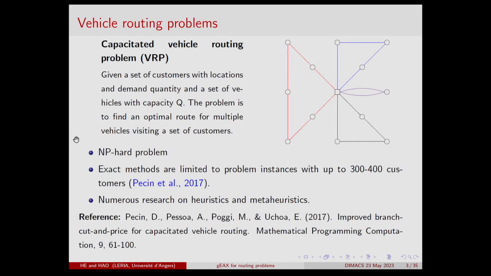Here is the definition of the capacitated vehicle routing problem. I think everyone knows the exact definition of this problem, and it is a computational challenge. Until now, there are many state-of-the-art algorithms to solve this problem. For example, exact methods were proposed to solve small and medium-sized instances, and for large-size instances, heuristics and meta-heuristics are the first choice to get good results within acceptable running time.